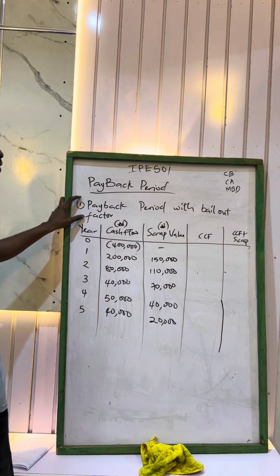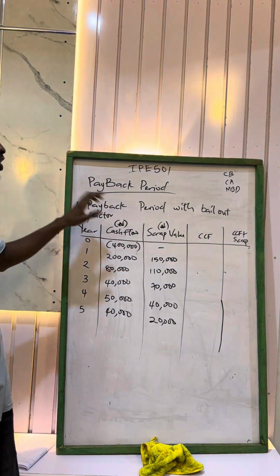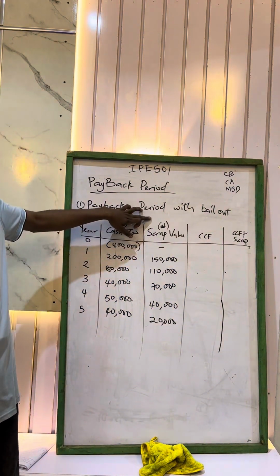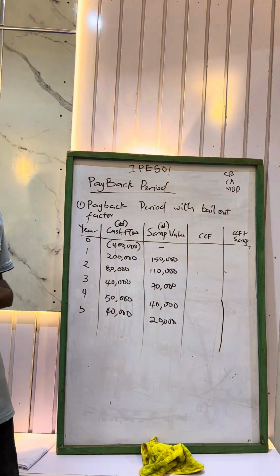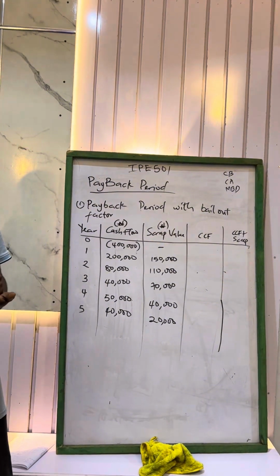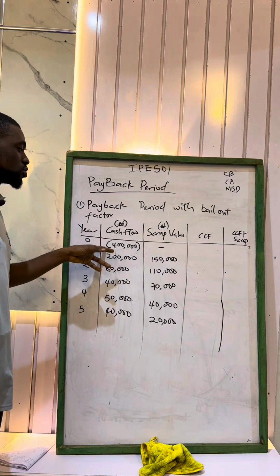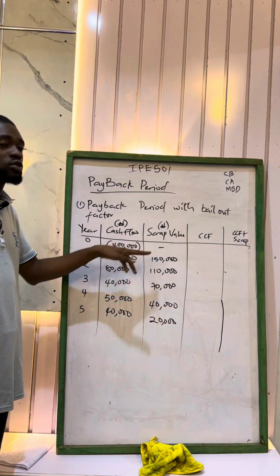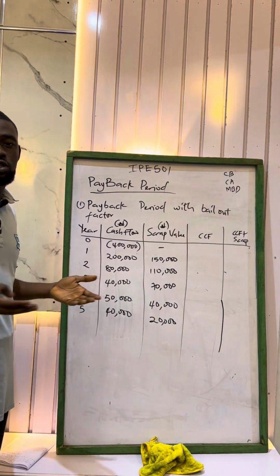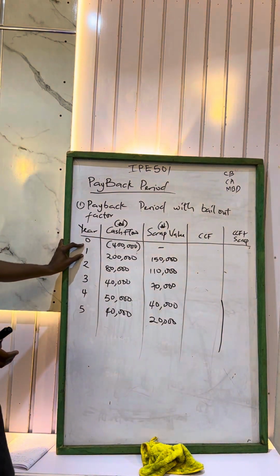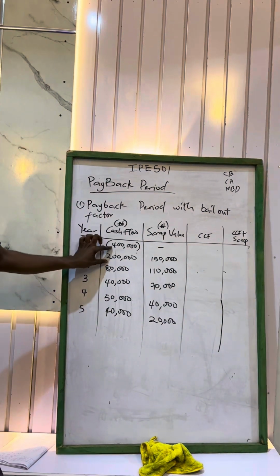So the next technique in which your payback period can be calculated is whereby you have the payback period with a bailout factor. What I mean by the bailout factor, like we have in this question now, the scrap value that we're having here is the bailout factor. For example, now you get the machine, you invested in the machine for 400,000. At the year of investment, you can't decide to sell the machine when you just invest in it. So let's say, for example, after the first year now, you've made 200,000.